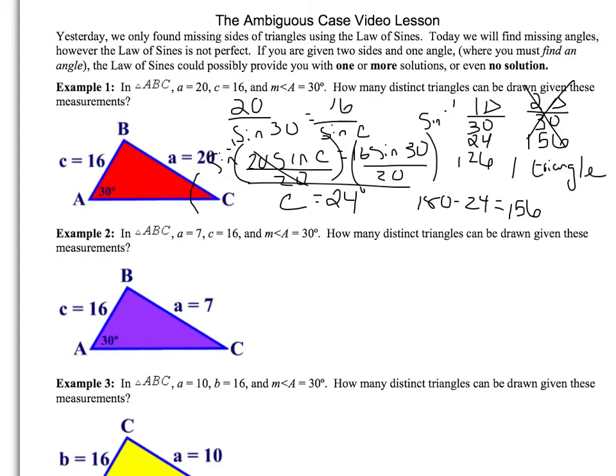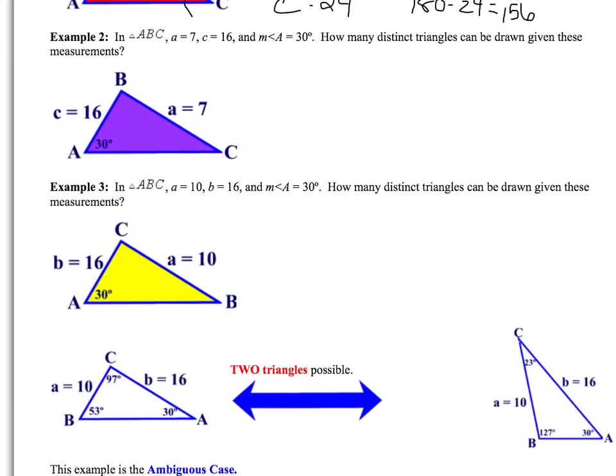That's our final answer. Usually as a multiple choice, it'll say how many triangles can you make, and the answers will be 0, 1, 2, or 3. You can never make 3 triangles, so that one's always out. You can either make only 0, 1, or 2 triangles. Let's look at our second example.